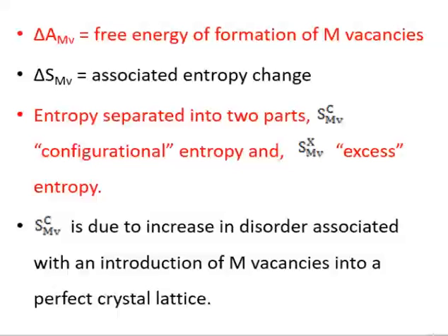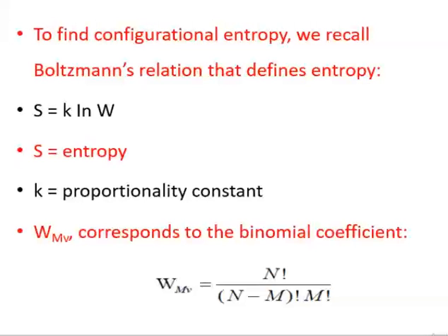As we said, the one that carries superscript C, we call it the configurational entropy. So it is an entropy due to increase in disorderliness associated with introduction of M vacancies into a perfect crystalline structure. And the one that carries X, we said, is excess. What we mean by excess is that amount of random vacancies M generated.